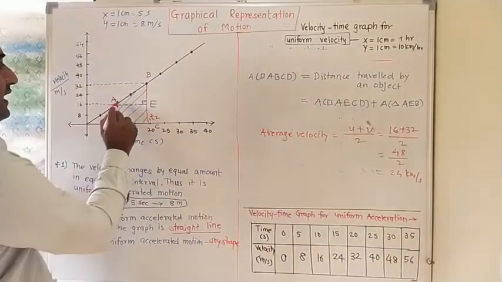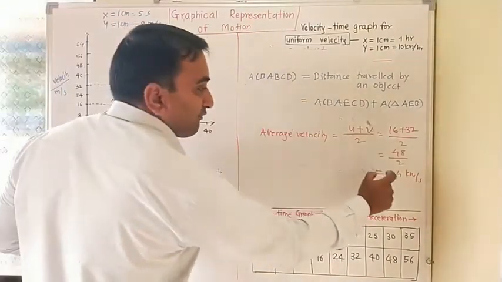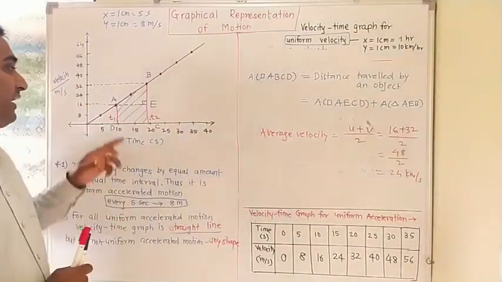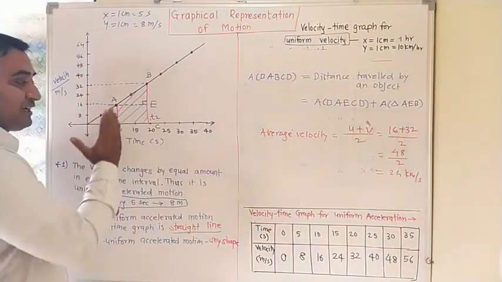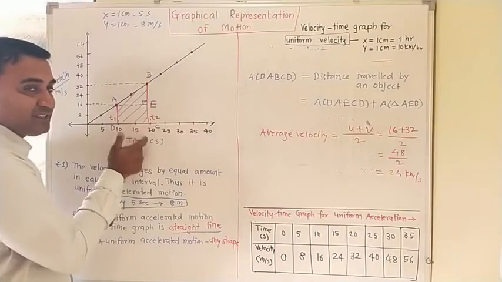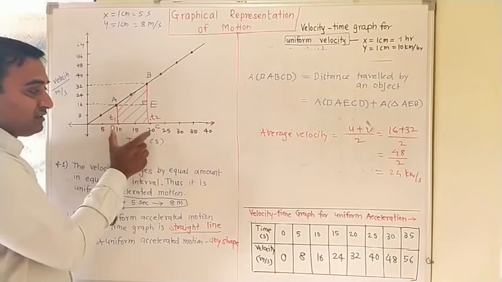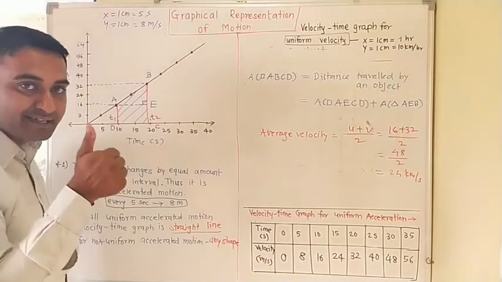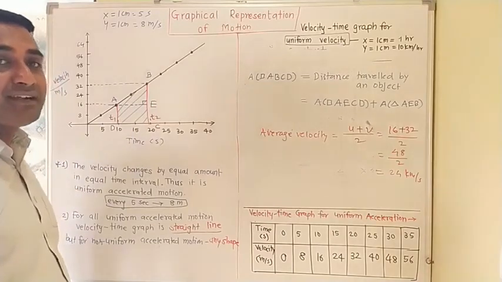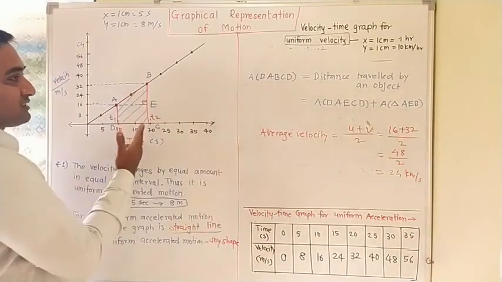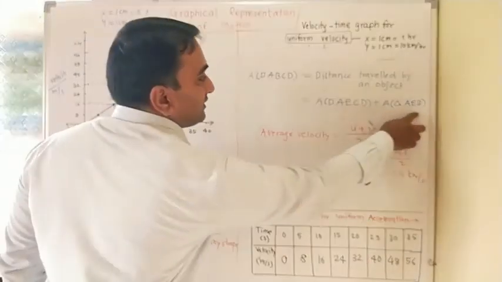So in between A and B, the average velocity of the train is 24 km per hour, and from T1 to T2, that means from 10 second to 20 second, final time minus initial time, that is 20 minus 10, we are getting 10. So within this 10 seconds, how much distance will be traveled by the train? That is equal to the area of that quadrilateral ABCD, and the area of quadrilateral ABCD can be found with this formula.